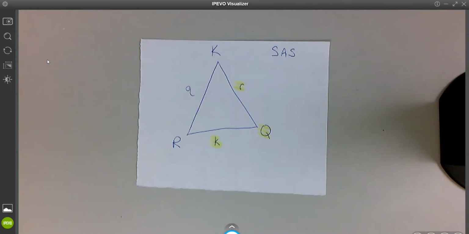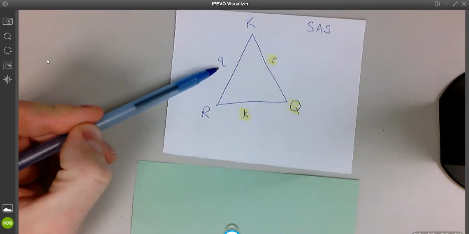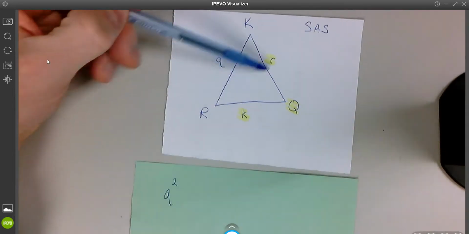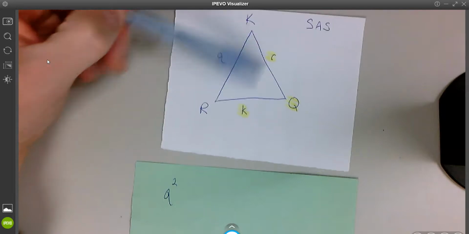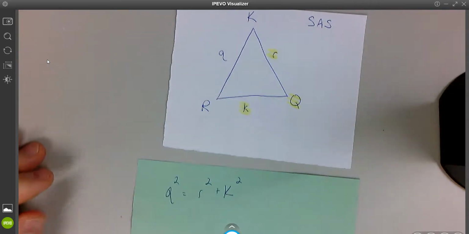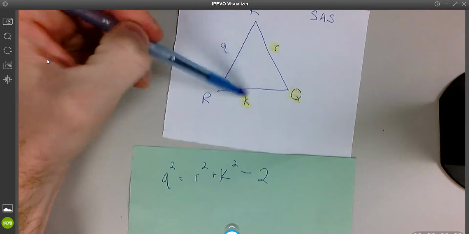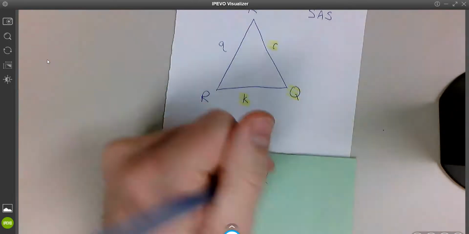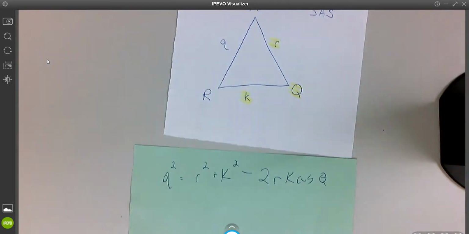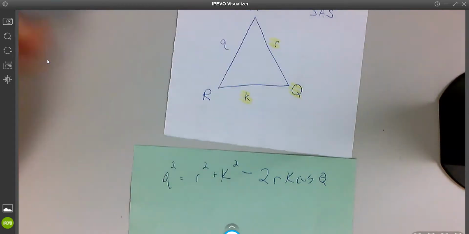Okay, we're back. The process was, I'm going to be solving for the side across from the angle, so Q squared. To do that, I square both sides next to the angle and add them. So it would be R squared plus K squared. Next, I'm going to subtract 2 times each one of these again times the cosine of the angle. R, K, cosine Q. I said theta, I meant Q. There you go. That's the law of cosines written with these new letters.